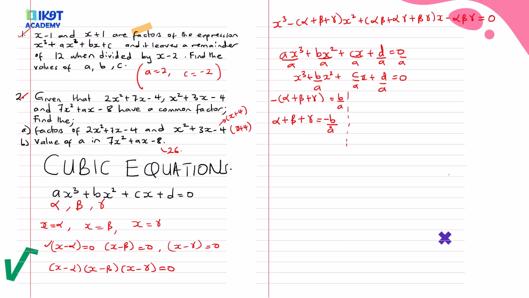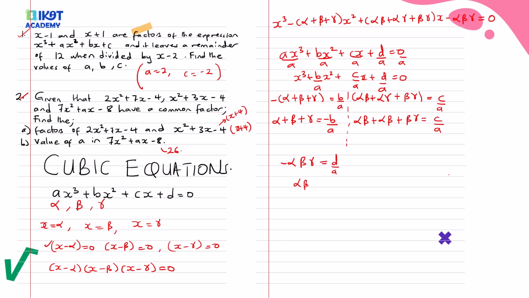This is similar to what we had in quadratic equations. The sum of the roots was negative b out of a. Then now we compare the coefficient of the x term. Now for the x term, what do we have? We have alpha beta plus alpha gamma plus beta gamma is equal to c out of a. So this is another relationship of the roots of a cubic equation. Then finally, when we compare the constant, we have negative alpha beta gamma is equal to d out of a.